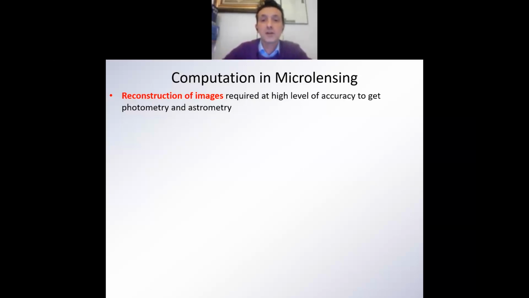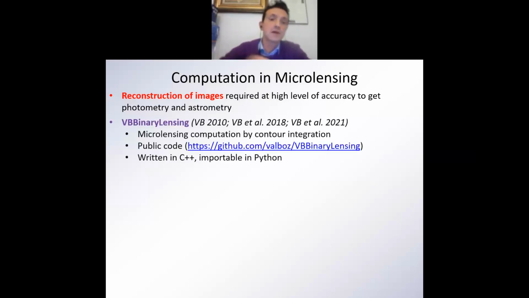Okay, so in order to do microlensing computation, you need to reconstruct the images, and you have to do it at a high level of accuracy to get a good photometry and astrometry computation. And here we come with VBBinaryLensing. This is a microlensing computation tool which is very robust and fast. It is built on the contour integration method. I will spend a slide on it.